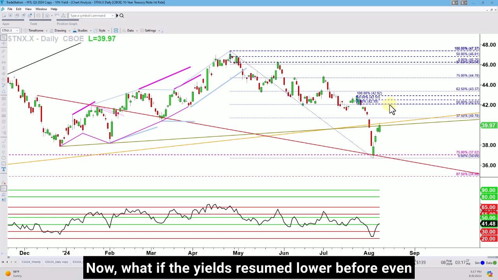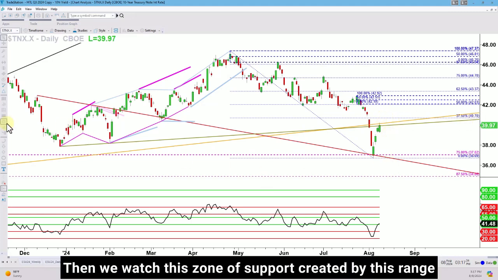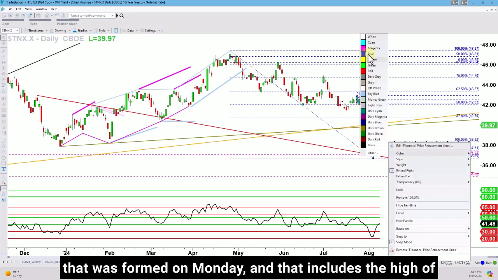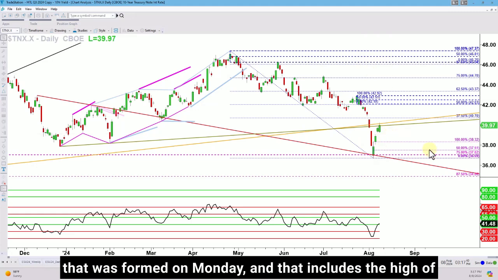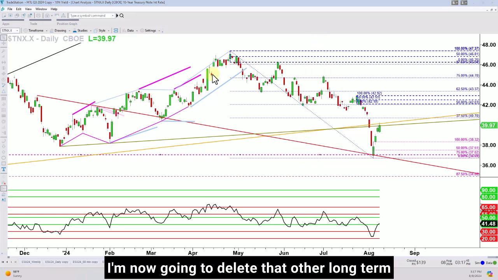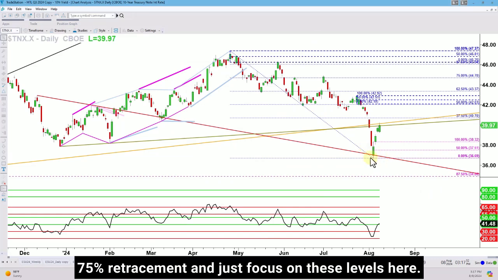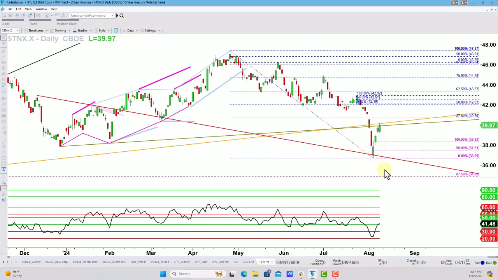Now, what if the yields resume lower before even getting close? Before they could get above 40.70, what if they start going lower? Then we watch this zone of support created by this range that was formed on Monday. That includes the high of that level, 38.32, and the middle of it at 37.51. I'm now going to delete that other long-term 75% retracement and just focus on these levels here.